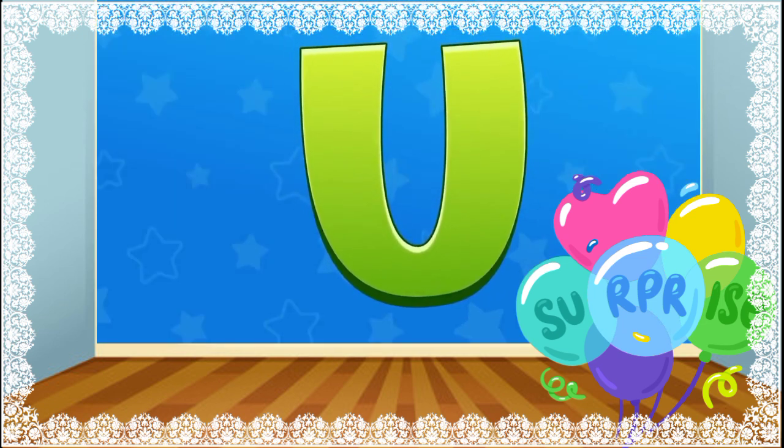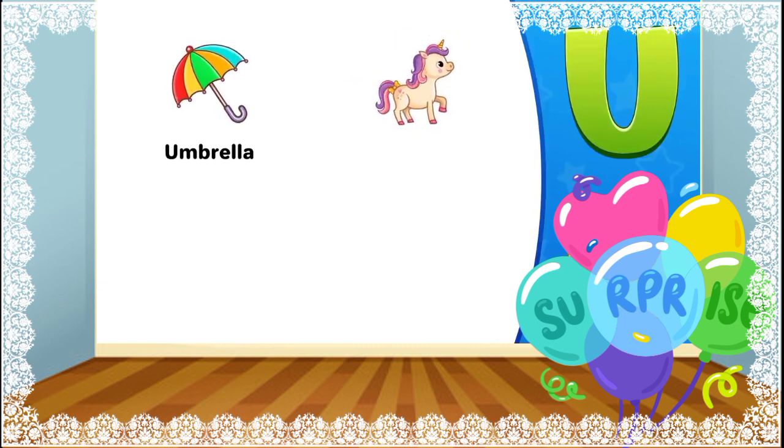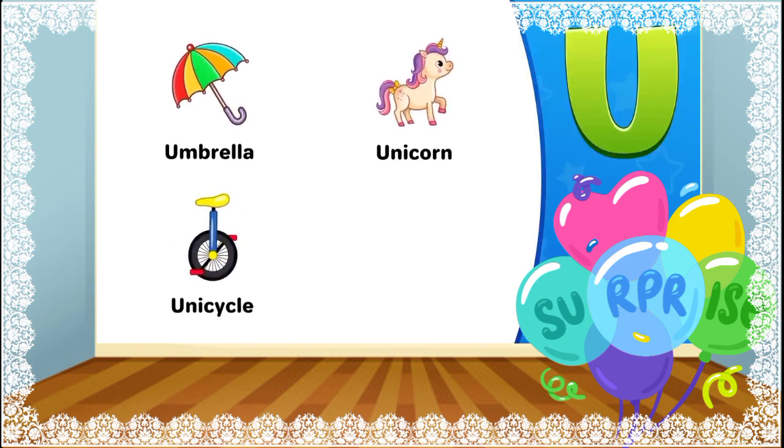U. U is for umbrella. U is for unicorn. U is for unicycle. U is for ukulele.